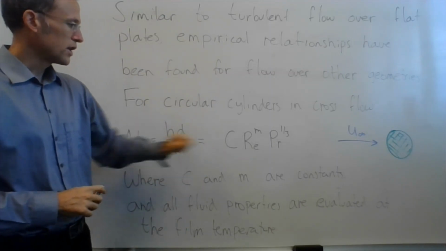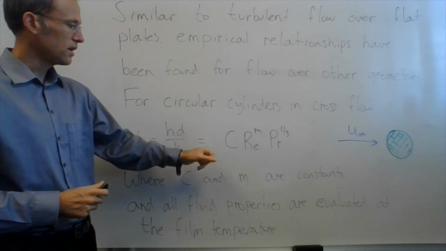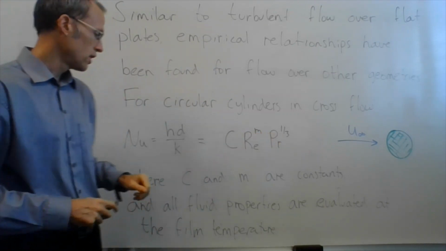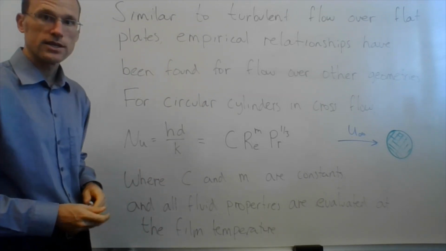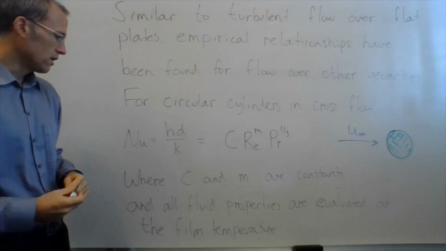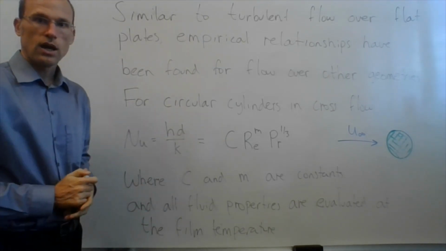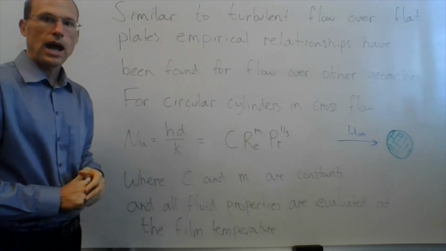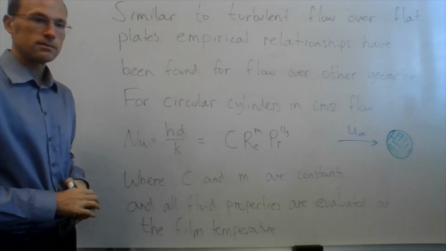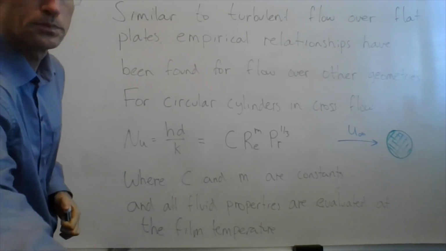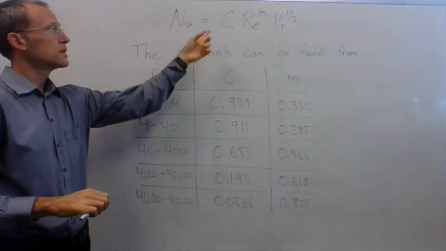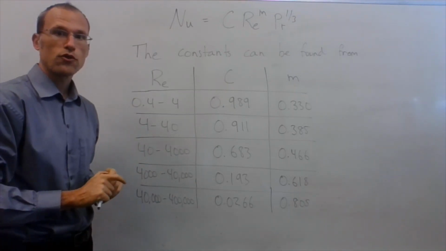The relationship looks like some constant C times Reynolds number to some power m, Prandtl number to the 1/3 power. C and m, again, are just constants. We're going to find those in a table. We'll see that in a few minutes. And for the Reynolds number and Prandtl number, I need all the fluid properties evaluated at the film temperature, just like we did last class.